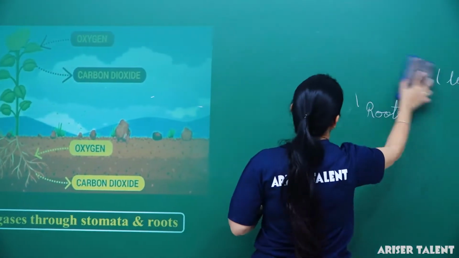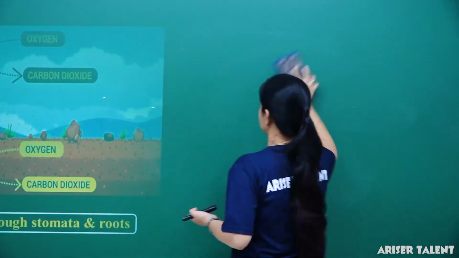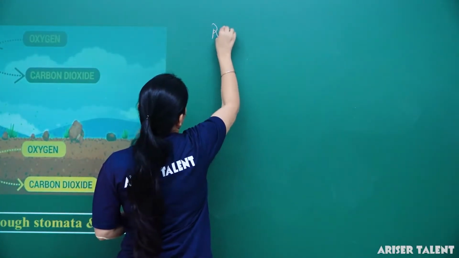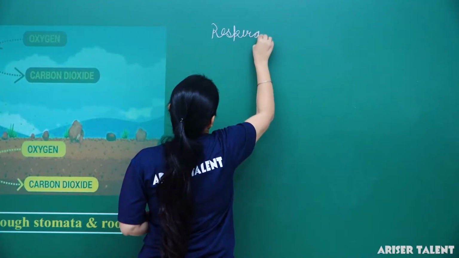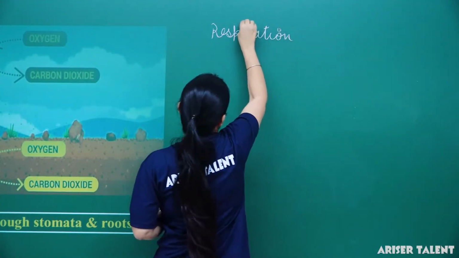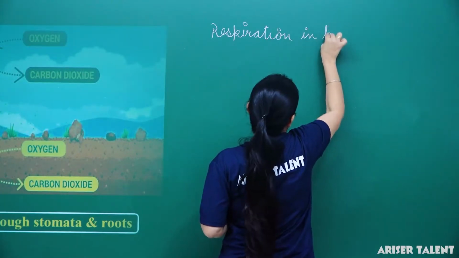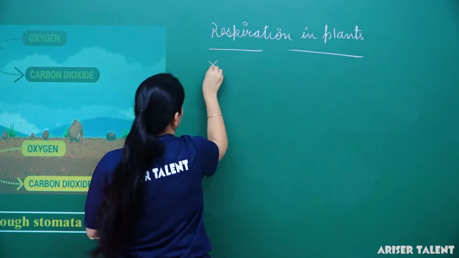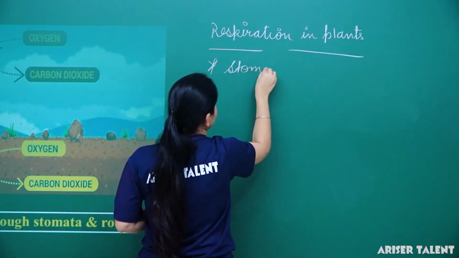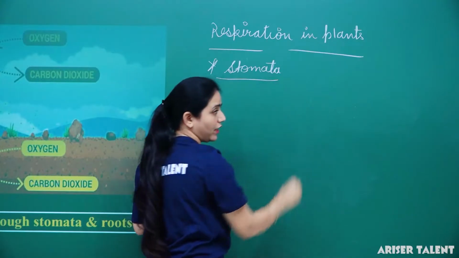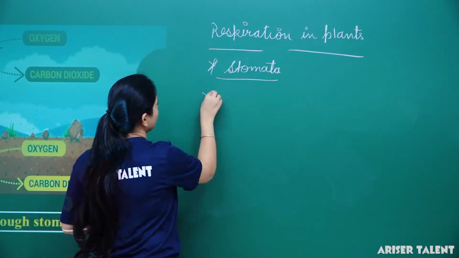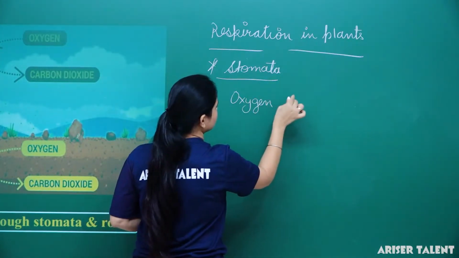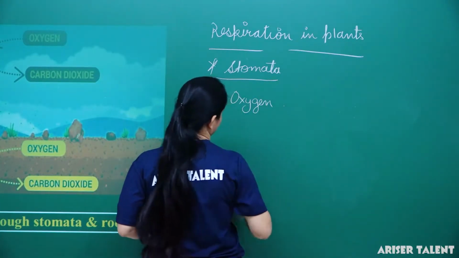We are talking here about the stomata. Respiration in plants. Okay, first we are talking about the stomata. We have already studied the structure of it. What happens? Oxygen enters during the process of respiration.